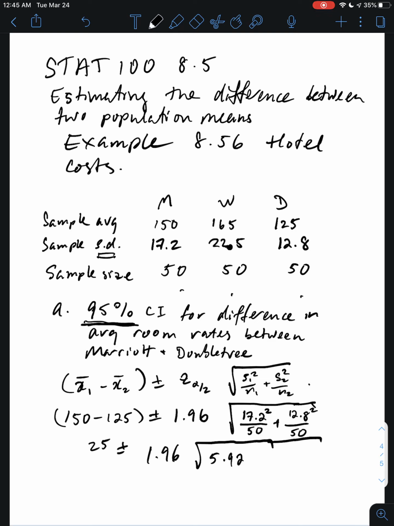Next, I've got 12.8. Square that. And I divide by 50 again. I'm going to get 3.28. I add those two numbers. Gives me 9.19. Then I take the square root, 3.03.